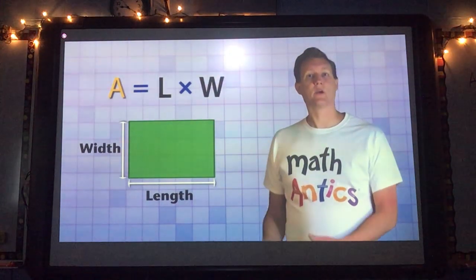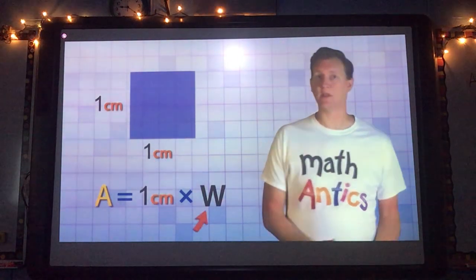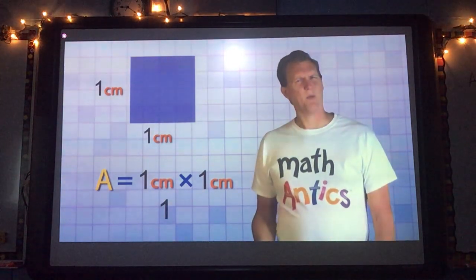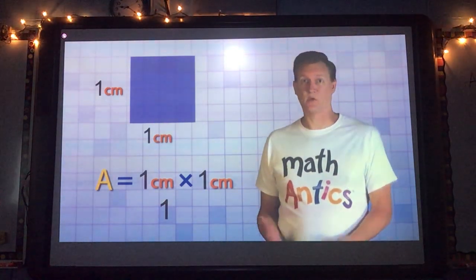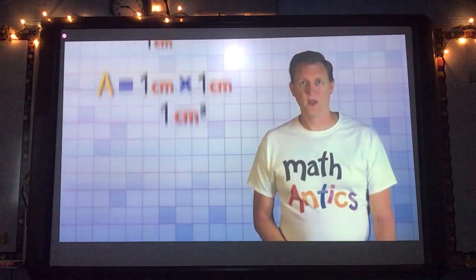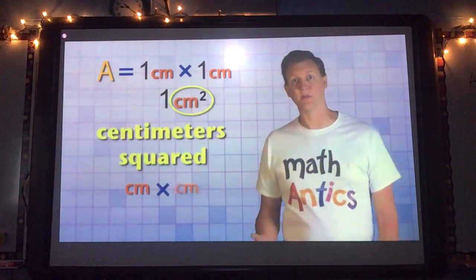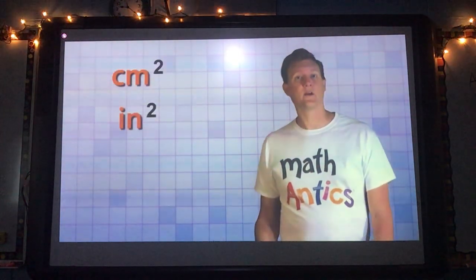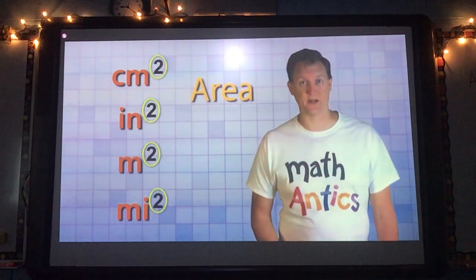So let's see if that formula works for our original square centimeter. If we multiply the length, 1 centimeter, times the width, 1 centimeter, what do we get? Well, 1 times 1 is just 1, but what about centimeter times centimeter? Centimeter times centimeter just gives us square centimeters, which we can write like this using a 2 as an exponent. We read this as centimeters squared, and it's just a shorter way of writing centimeter times centimeter. So whenever you see units like centimeters squared, or inches squared, or meters squared, or miles squared, you know it's a measurement of the two-dimensional quantity area.